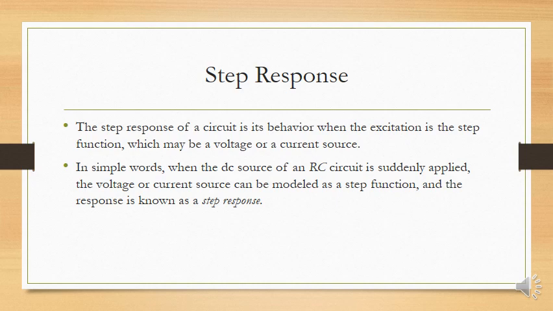Previously, we studied the response when our circuit is not connected with any kind of source, right? If you remember that. So, the step response of the circuit is its behavior when the excitation is the step function. You have already studied what a unit step function is, which may be voltage or current. In simple words, when the DC source of an RC circuit is suddenly applied, the voltage or the current source can be modeled as a step function, and the response is known as the step response.